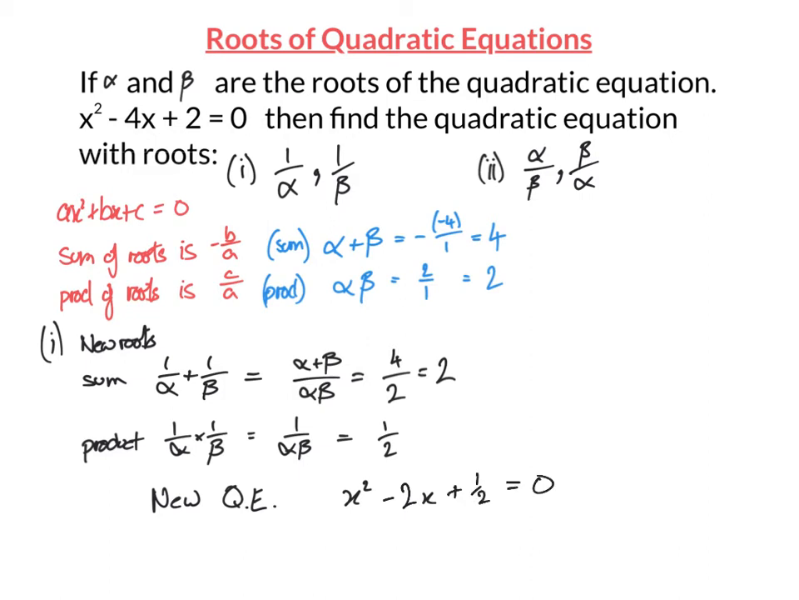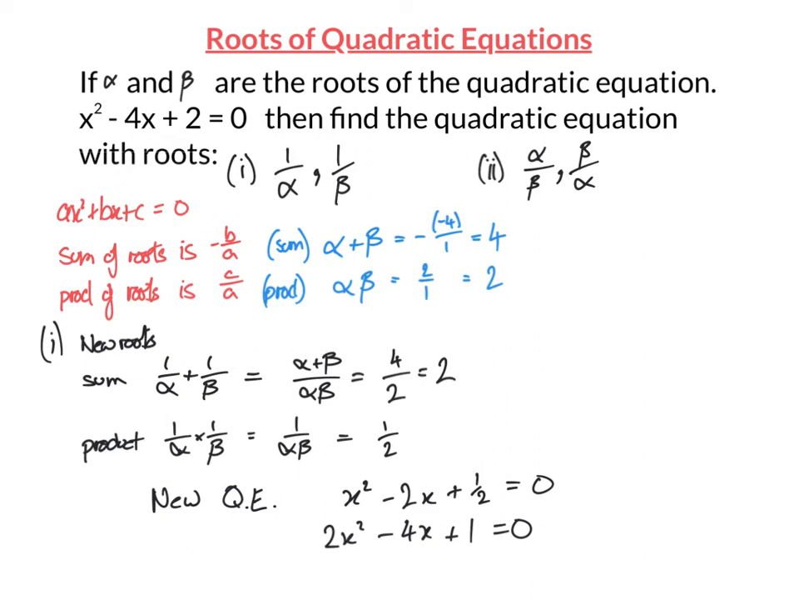We can just put those in because it's a single quadratic, so your value of a is always going to be 1. What we do quite often though is we just tidy it up and get rid of any fractions. So I'm just multiplying through by 2 to get 2x squared minus 4x plus 1 equals 0. And that's our quadratic equation. And if we were to work that out, it would have the roots 1 over alpha and 1 over beta.